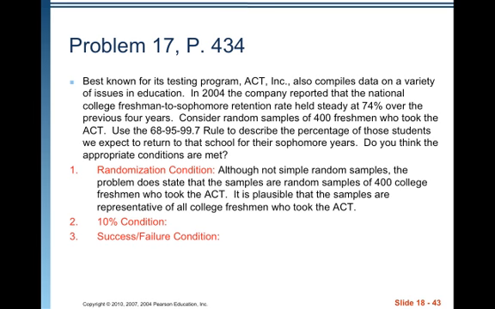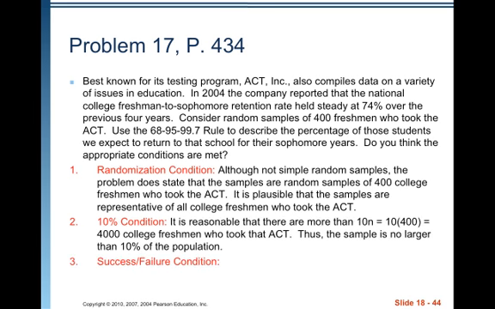10% condition: it's reasonable that there are more than 10 times n, 10 times 400, 4,000 college freshmen who took the ACT. Thus, the sample is no larger than 10% of the population. The population is at least 10 times as large as the sample; the sample is no larger than 10% of the population. Logically, those mean the same thing. Success/failure condition: we need to make sure that at least 10 students from our sample would be expected to be successes, to actually go to the same school their sophomore year, and at least 10 would be failures, would fail to go to the same school their sophomore year.